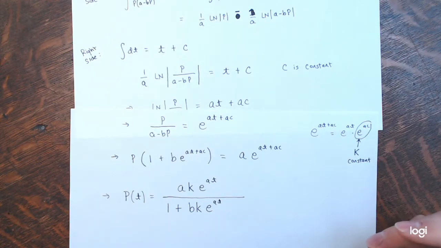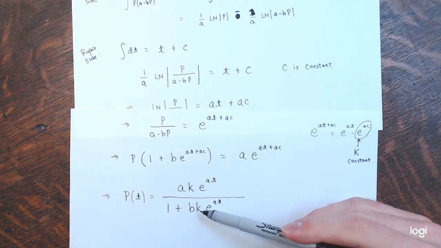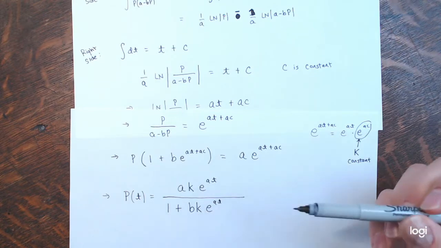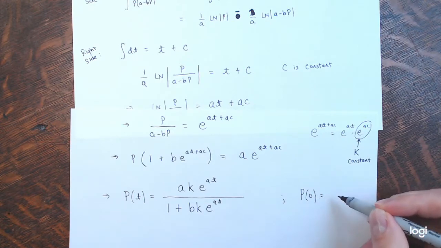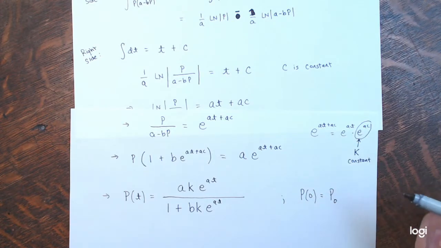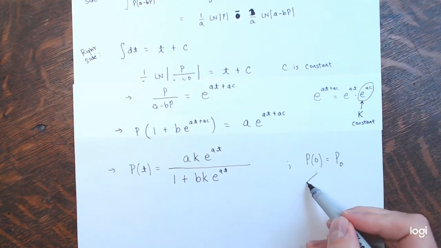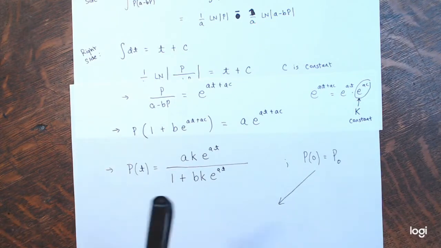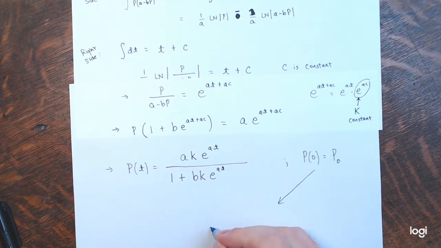All right. Now I could also figure out what this k is. Remember that I said p of 0 is going to be called p sub 0. So what we have now is the following. Using the condition, maybe I'll do this in a different color so we know it's a separate thing, we'd have p sub 0 equals a times k times e to the 0, so just ak, divided by 1 plus bk.